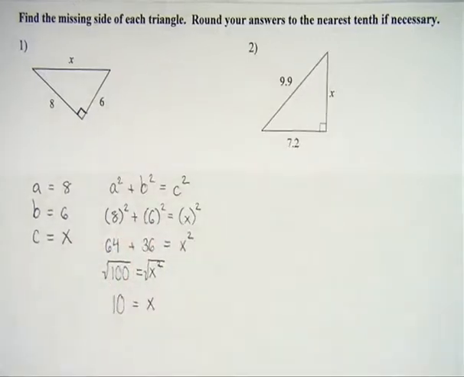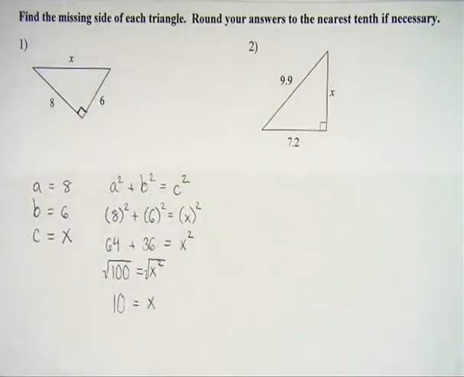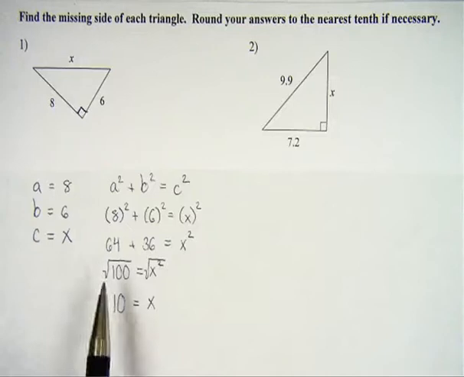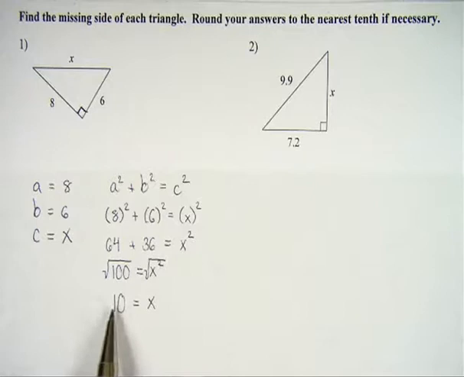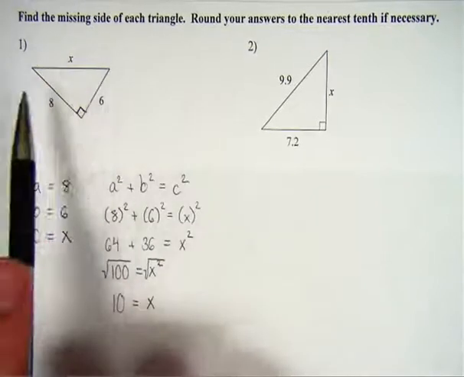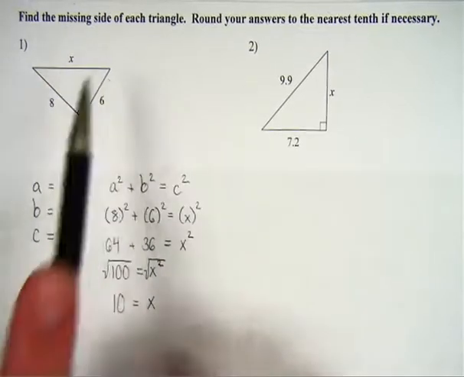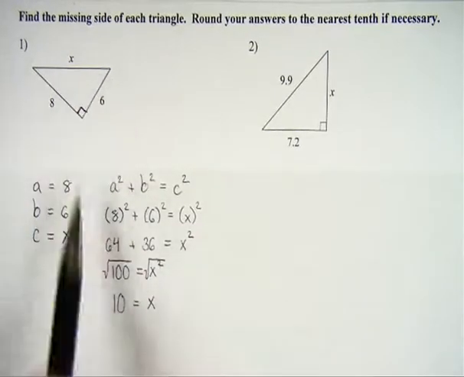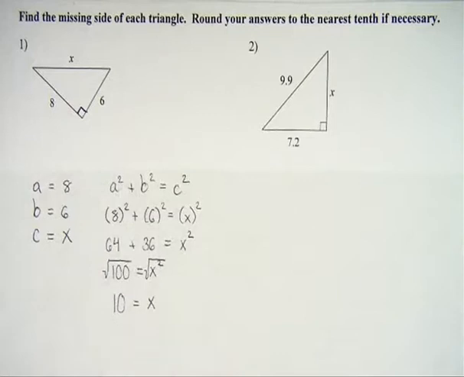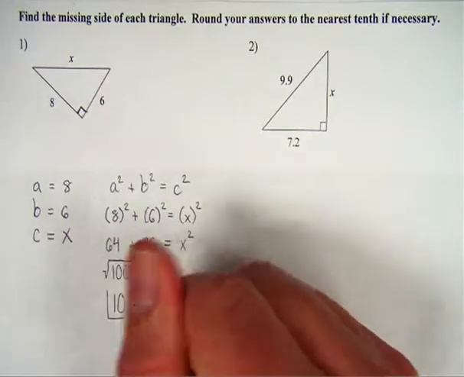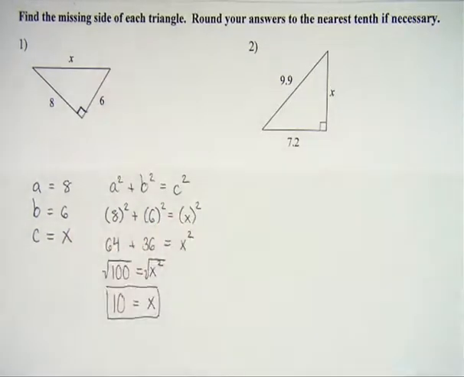Now the really keen-eyed among you might go, wait a second there, Mr. Kelly. When we took this earlier, we had to say this was plus or minus 10, and that is absolutely true. But now think about what x is. It's the length of a side of a triangle. The length of a side of a triangle is not going to be negative 10, so positive 10 is the only choice that makes sense here. So that right there is our answer. X is equal to 10.